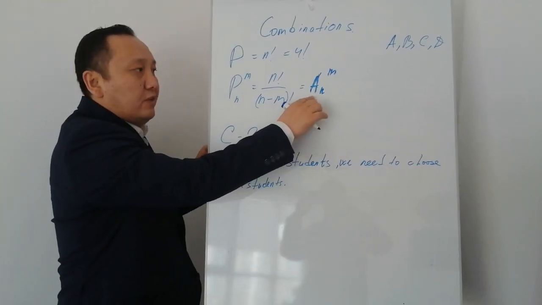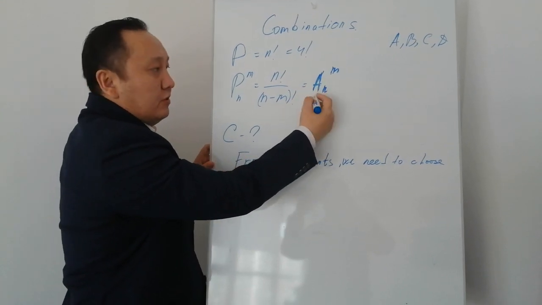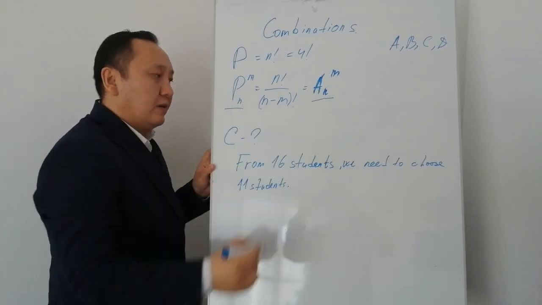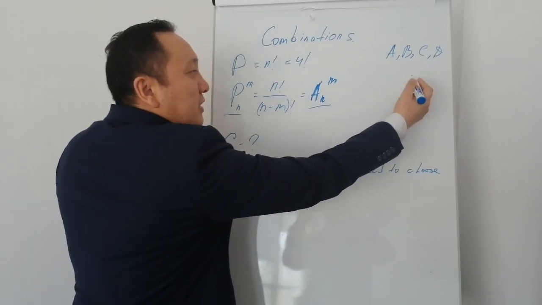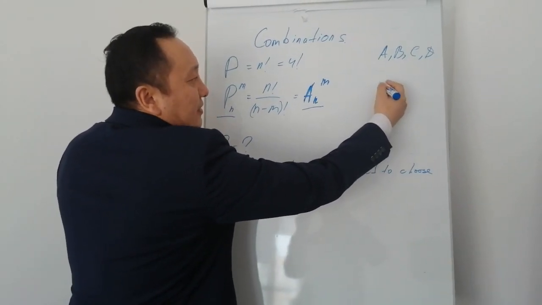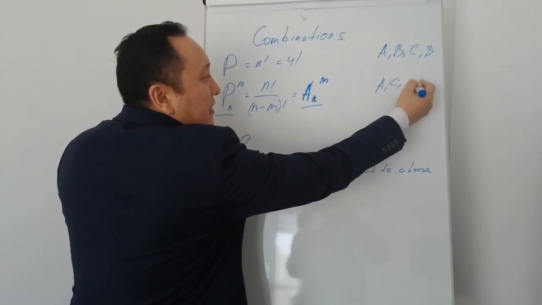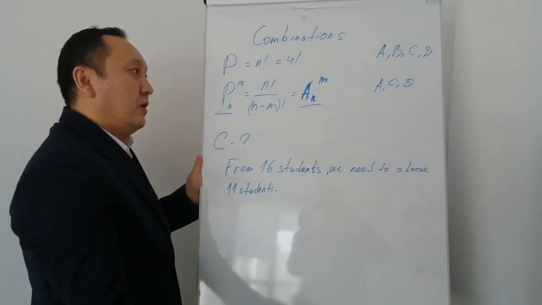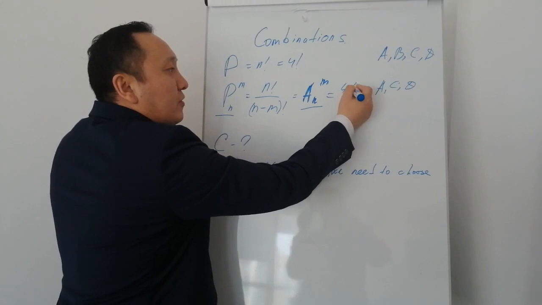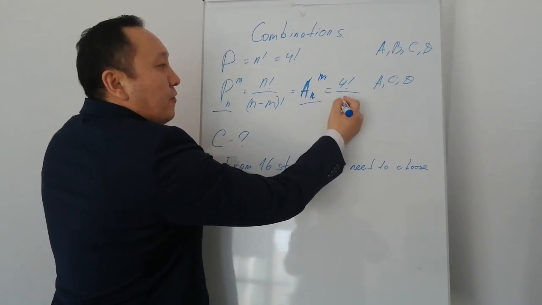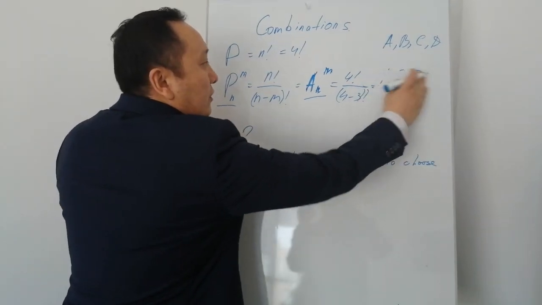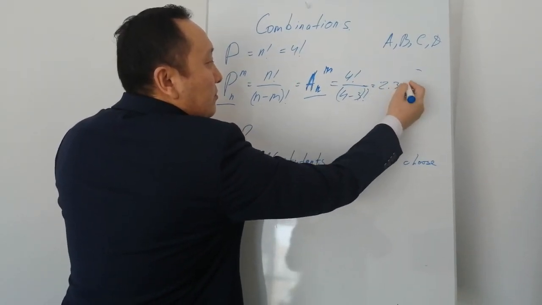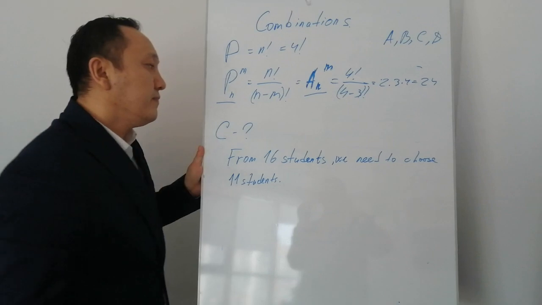The second, permutations from n of m, is sometimes called arrangements. I told you before that in some books it's denoted by A, in some cases it's P. It is when from these four letters you are going to choose just 3 letters, for example A, C, D, or etc. In this case it's 4 factorial divided by (4 minus 3) factorial, and you can count yourself, 2 times 3 times 4, it is 24.